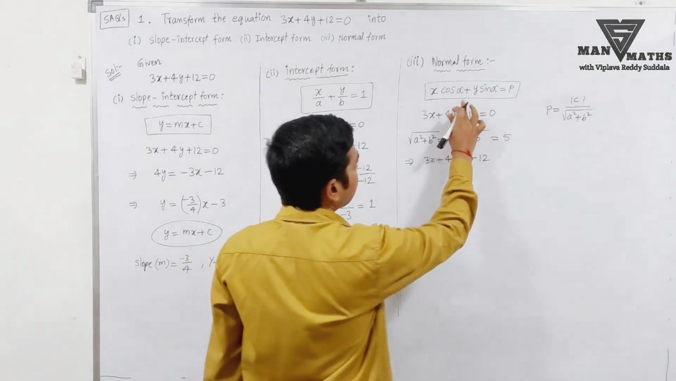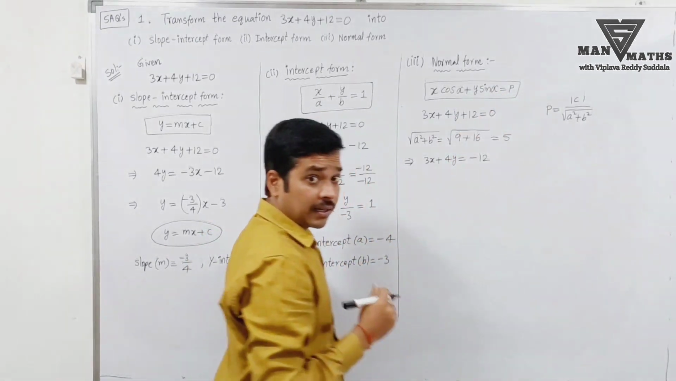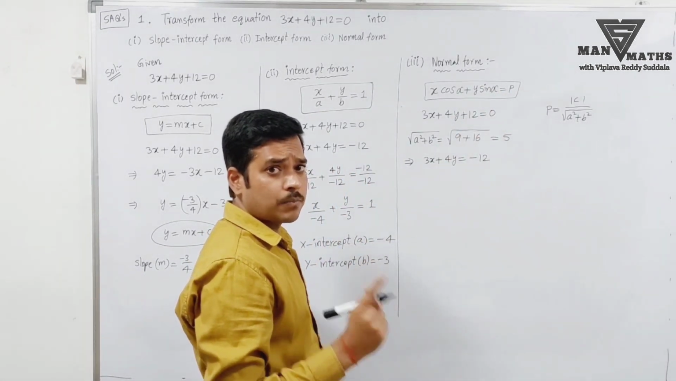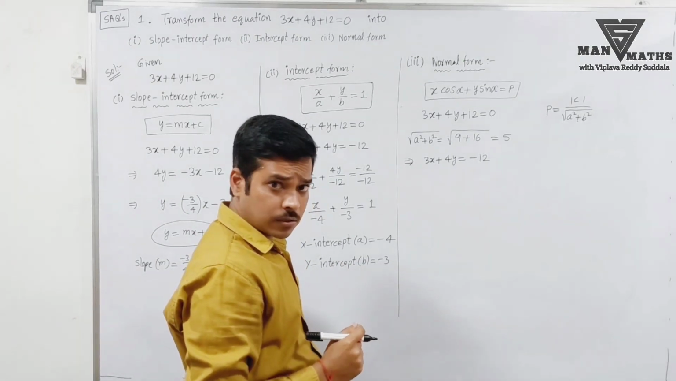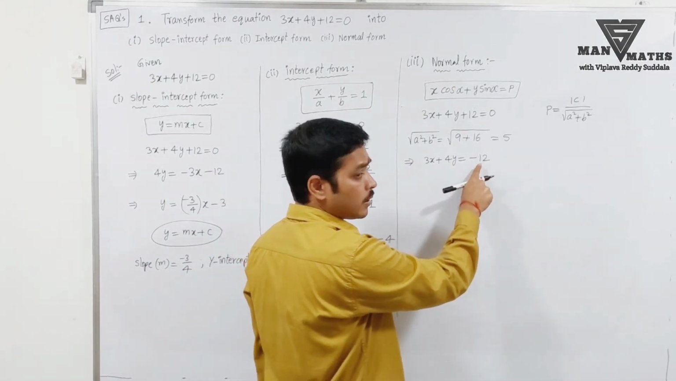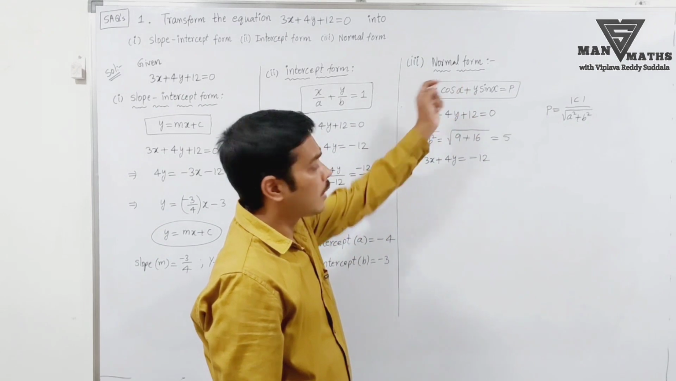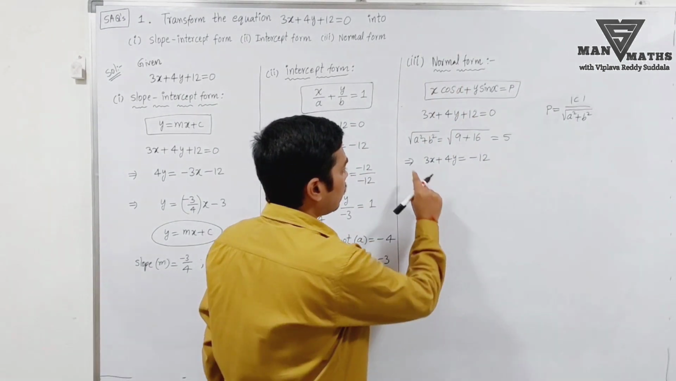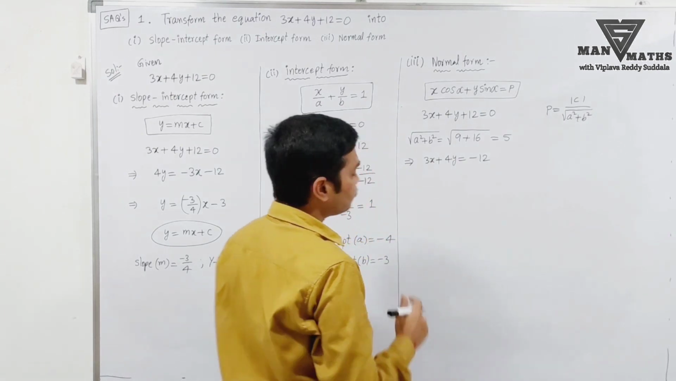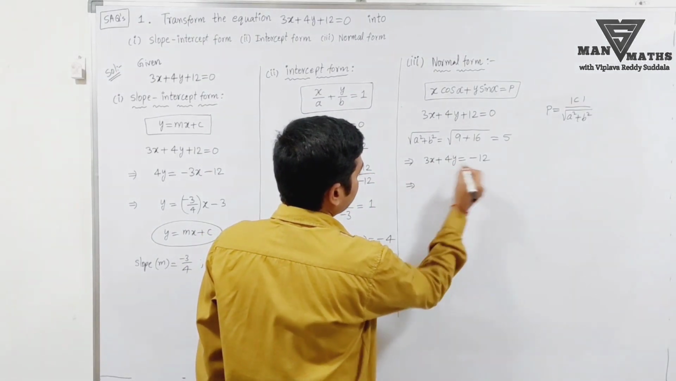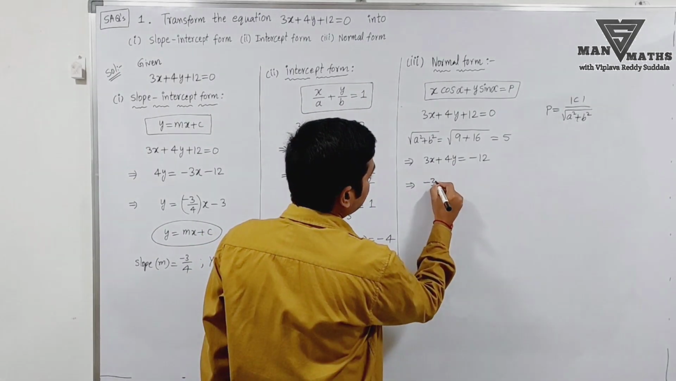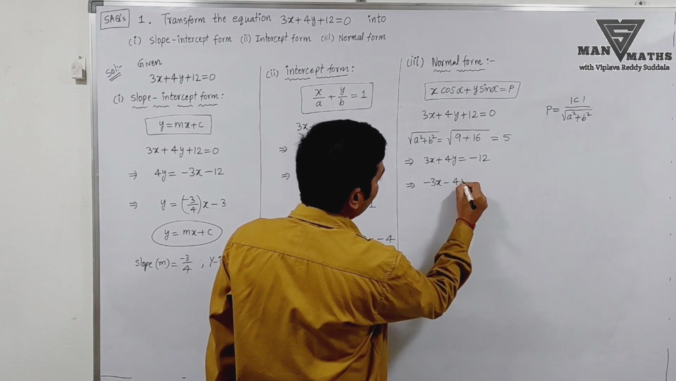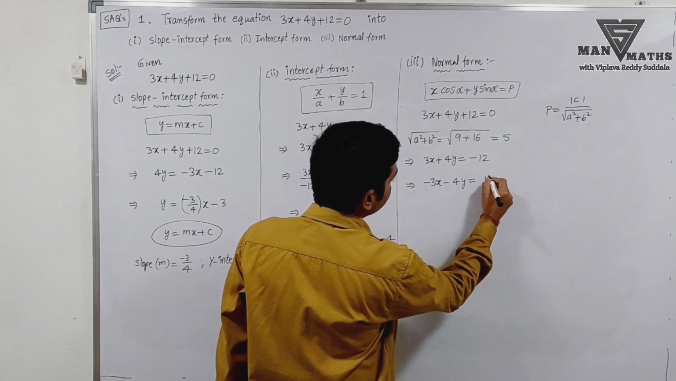But in the equation, p is the perpendicular distance, which is always positive. So the RHS part should be positive in normal form. The RHS constant term should be positive. That's why multiply with minus 1. Multiplying with minus 1, we get minus 3x minus 4y equal to plus 12.